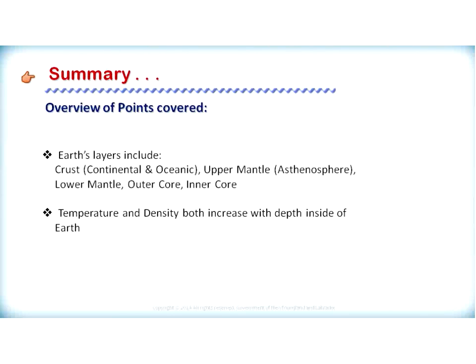In summary, an overview of the points that are covered in this presentation. The Earth's layers include, from the surface to the innermost layer of the Earth, the crust, which contains continental crust and ocean crust. We have the upper mantle, which we call the asthenosphere. We have the lower mantle, followed by the outer core and the inner core. Also worth noting here is temperature and density both increase with depth inside the Earth.